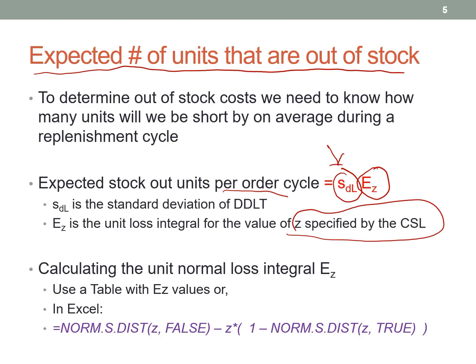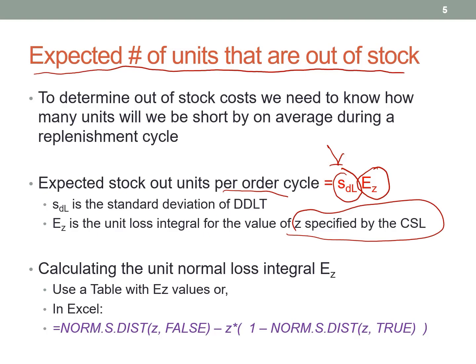Okay, so if our cycle service level is 99%, only 1% of the time are we going to be out of stock. However, if the cycle service level was only 90%, then 10% of the time we'll be out of stock. So how do we calculate EZ?